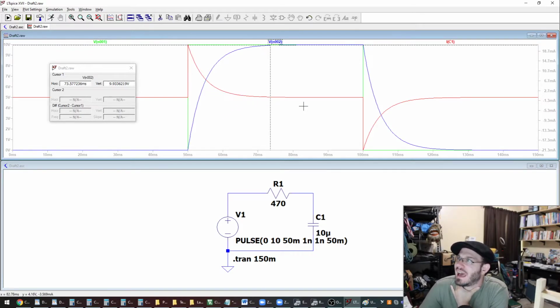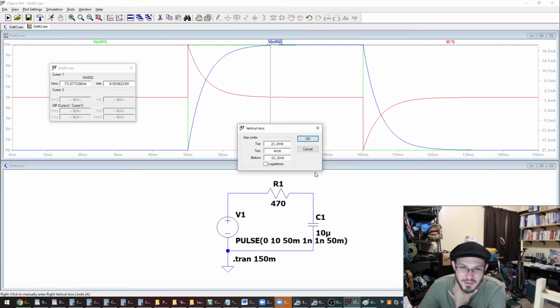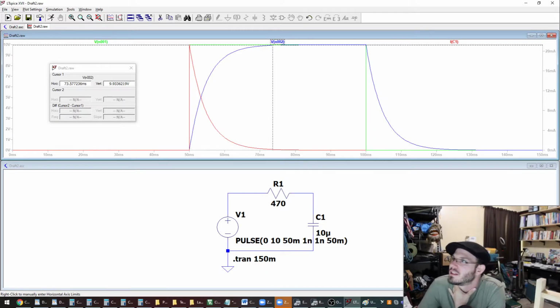Okay, and in fact, our current goes minus when we discharge because the current's actually now going in the opposite direction. So here's what I could do to my vertical axis to really make this line up. Let's make the bottom be 0. I'll cut off the discharging. There you go. So now you can see the max current when our pulse goes high, and then the current goes down as voltage develops across the cap.